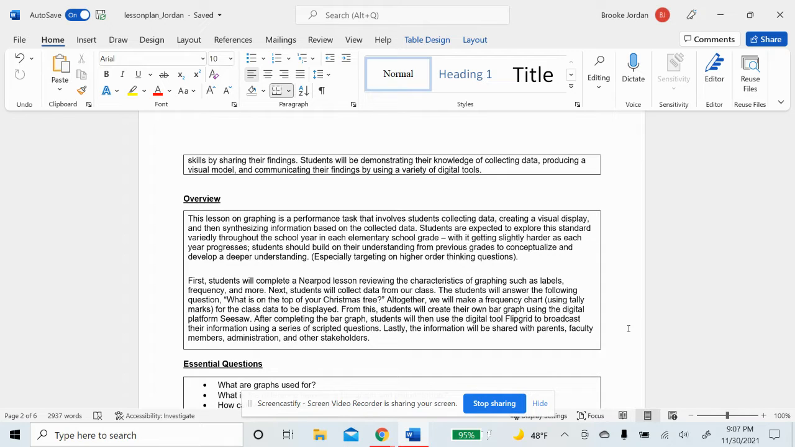Next, students will collect data from our class. The students will answer the following question: what is on the top of your Christmas tree? Altogether, we will make a frequency chart that the students will reference when creating their own bar graph within the digital platform Seesaw. After creating it in Seesaw, they will collaborate with other students and see if their answers are similar, and then they'll tap into the digital tool Flipgrid to broadcast their information and to show an understanding of what they've learned.